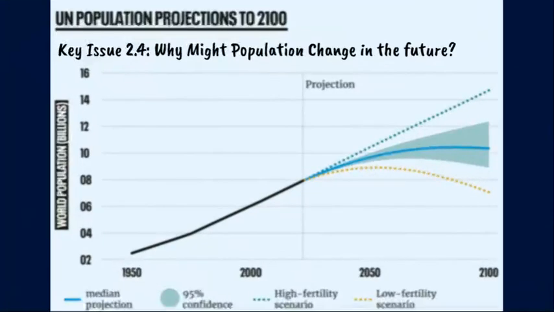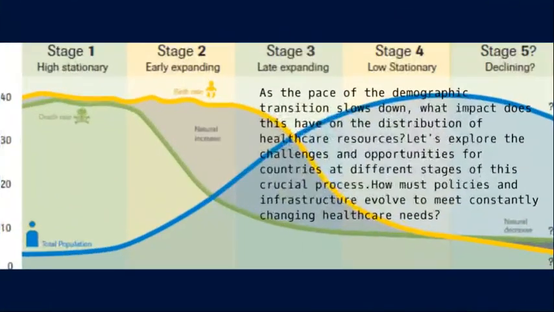Issue 2.4: Why may population change in the future? As the pace of the demographic transition slows down, what impact does this have on the distribution of healthcare resources? Let's explore the challenges and opportunities for countries at different stages of this crucial process. How must policies and infrastructure evolve to meet constantly changing healthcare needs?